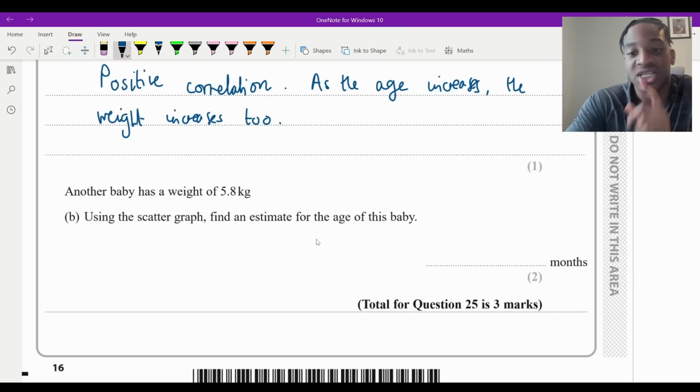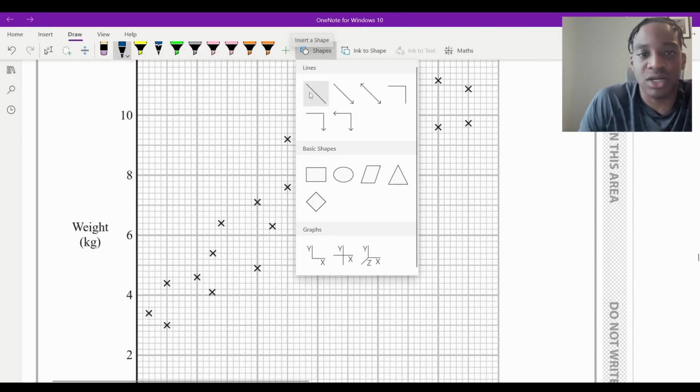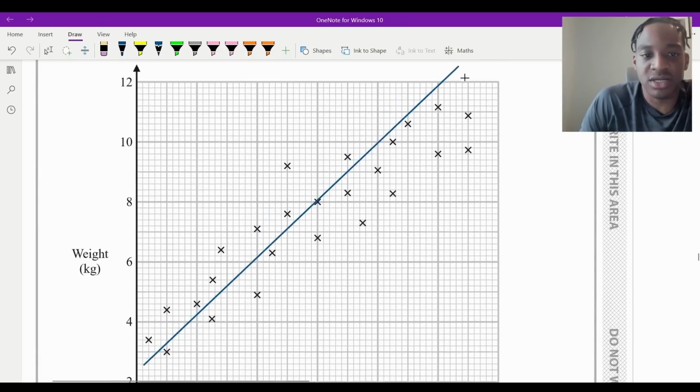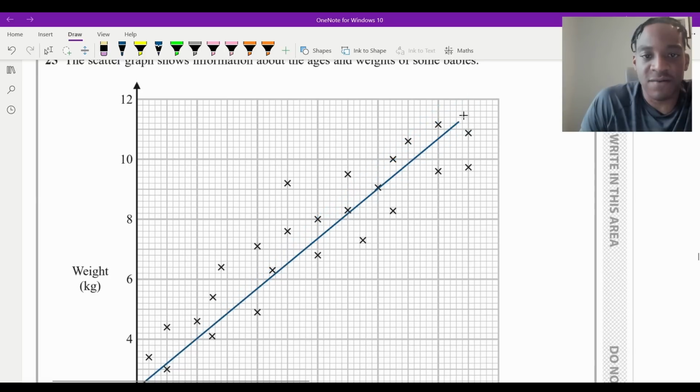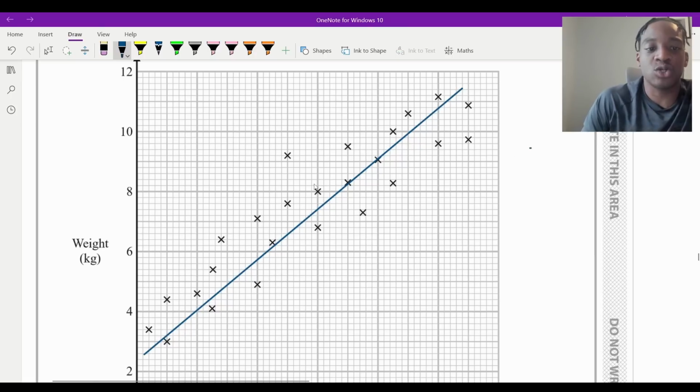Now, whenever you see these types of questions, which is always going to come up in a scatter graph question, you need to find an estimate. You're going to draw a line of best fit. So you need to draw a line that best fits these scatter points. So you're just going to draw a line that follows the pattern or the trend. So it'll just be something like this, isn't it? So maybe like this. So something like that. This is fine. This looks fine to me. So now this is your line of best fit.